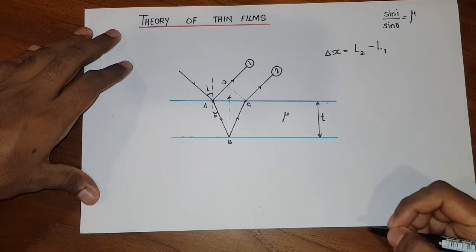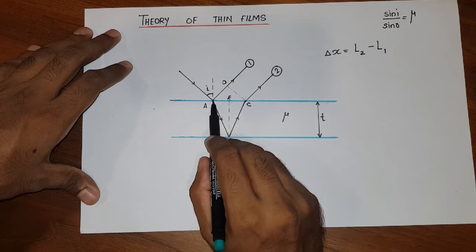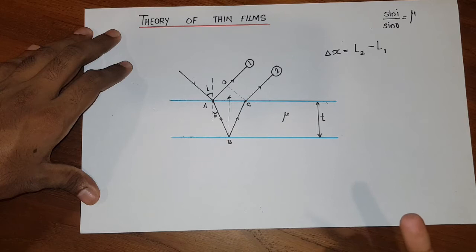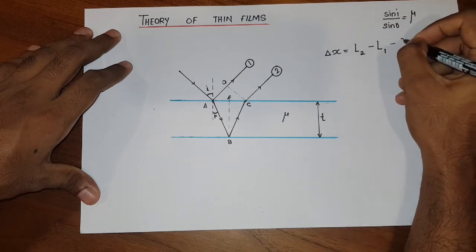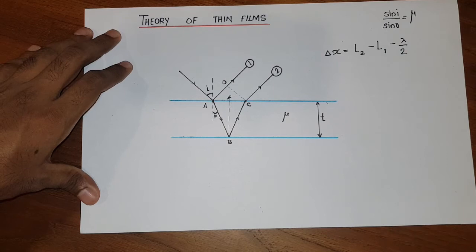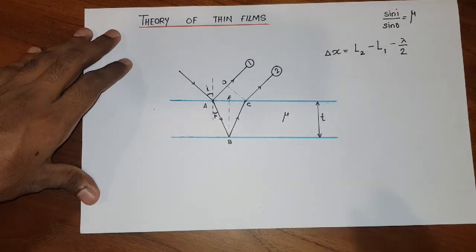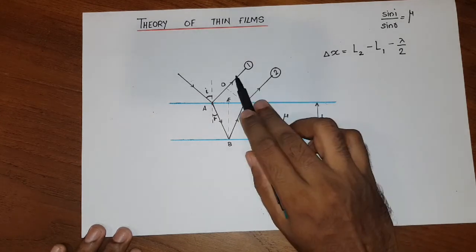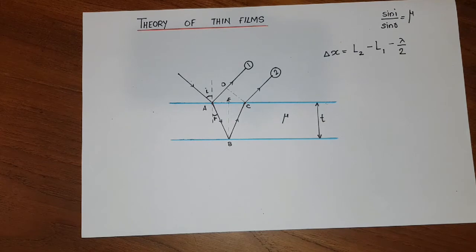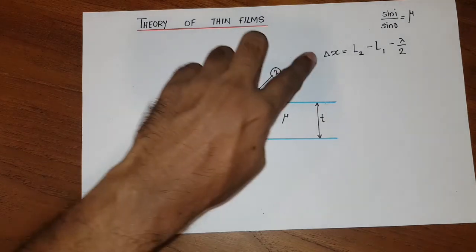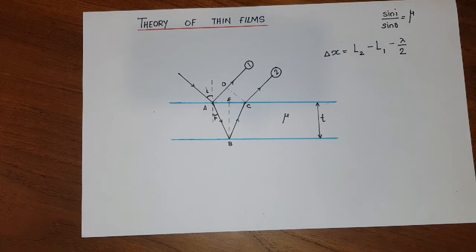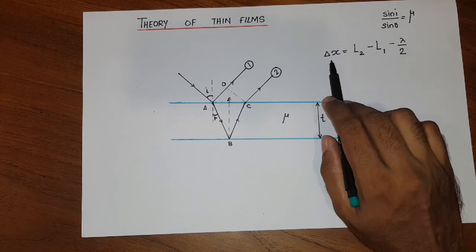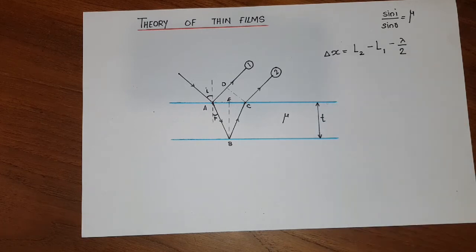Is it complete? No, because we already discussed that for the first wave there will be an additional path change of lambda by 2. So we have to make that adjustment as well. So this is the path difference which we need to find out. If we know this quantity, then we can predict whether these two waves will interfere constructively or destructively, because we know what conditions to be substituted for the path difference. If delta x is n lambda, then we will get constructive interference, or if delta x is n plus half lambda or n minus half lambda, we will get destructive interference.